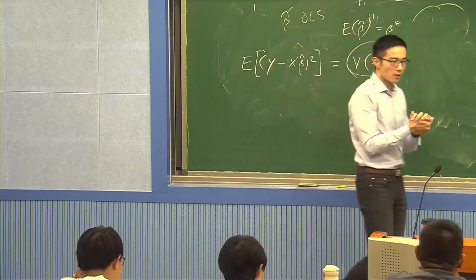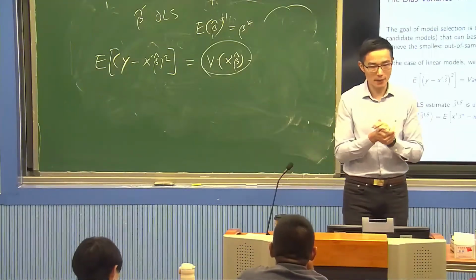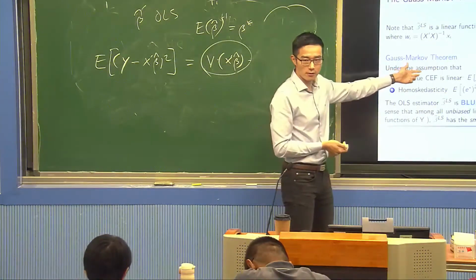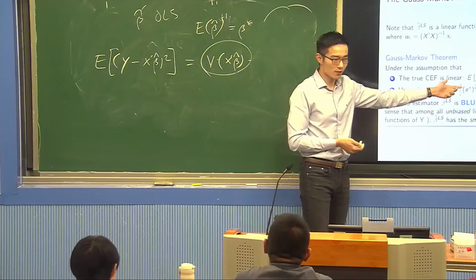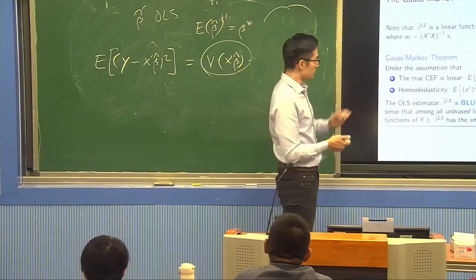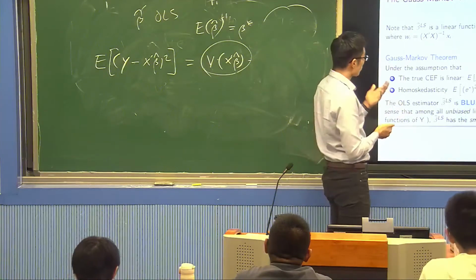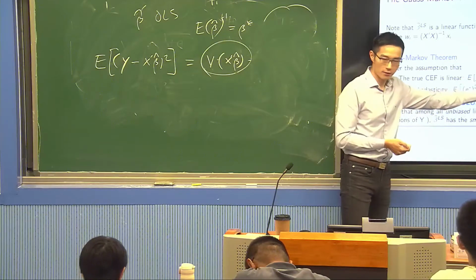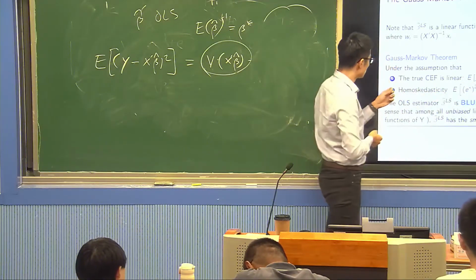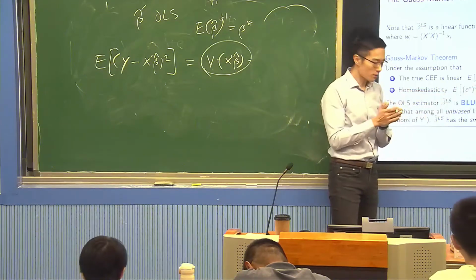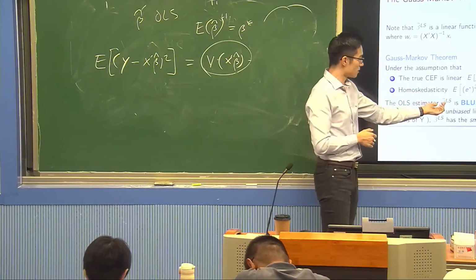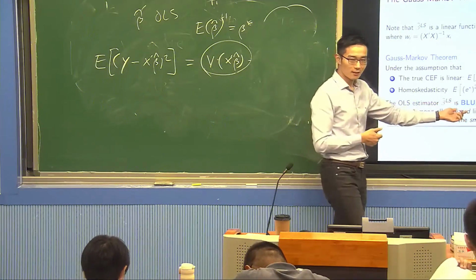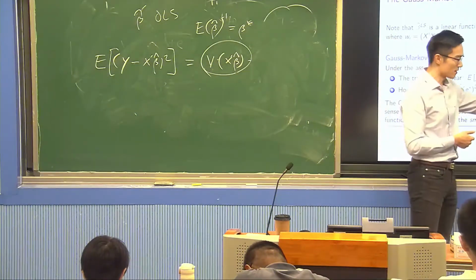So is it the best we can do? What do we mean by the best? To answer this question, we have the Gauss-Markov theorem. People are familiar with this theorem. You have all studied this in your econometrics class, so let me just restate it. Under two assumptions: the first is that the underlying CEF, the conditional expectation of y given x, is truly linear, so the underlying relationship is really linear. The second is homoscedasticity. Under these two conditions, the OLS estimator is BLUE, which means best linear unbiased estimator.